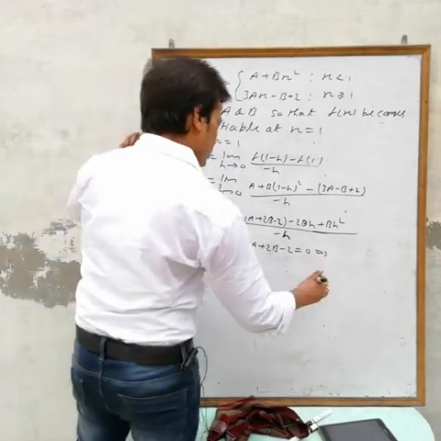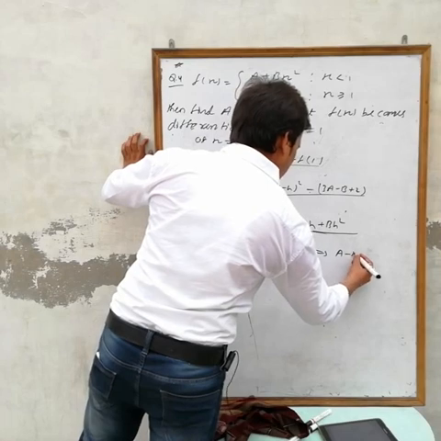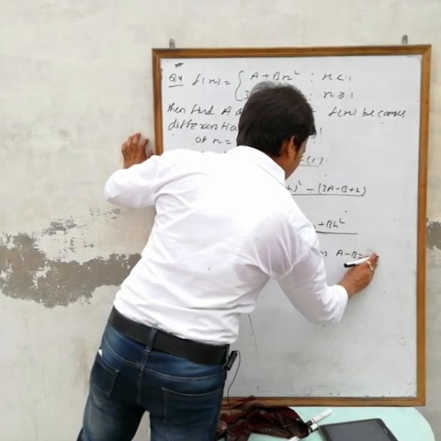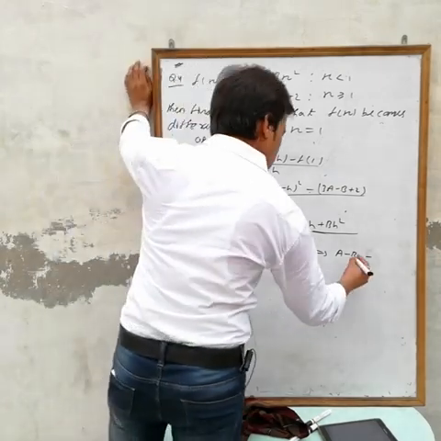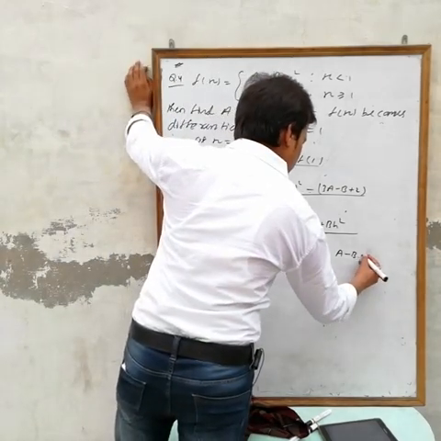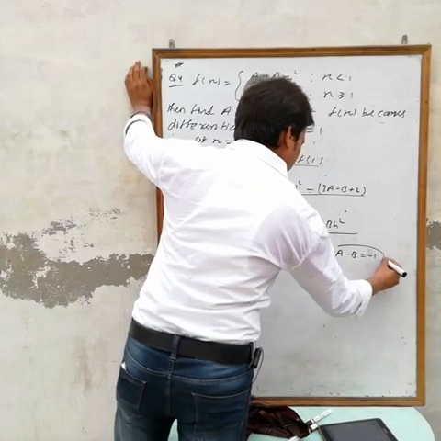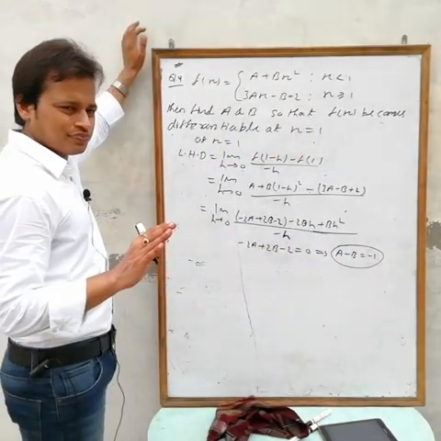From this one what are we getting? We are getting that a minus b is equal to minus 1. Or a minus b plus 1 equals to 0, or a minus b equals to minus 1. Okay, we are getting the first relation from this one.